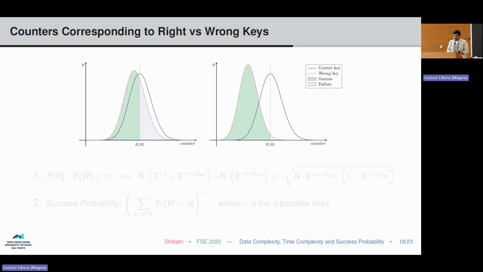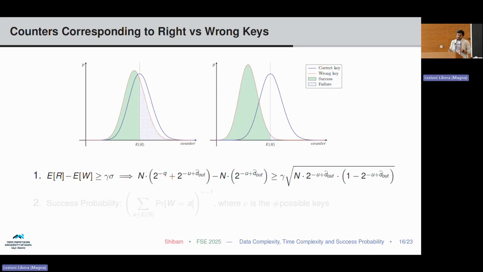So basically, the picture on the left is our target. We want to distinguish these two distributions for the wrong key and right key, and E_R denotes the expectation of the right key counter. So we want as few wrong keys as possible to pass this threshold. And this can be done using this equation. Basically, sigma denotes the standard deviation. So we want the difference to be some standard deviation units so that we can actually distinguish them.